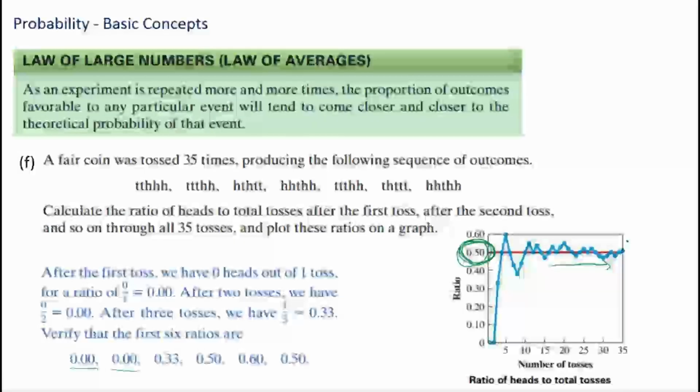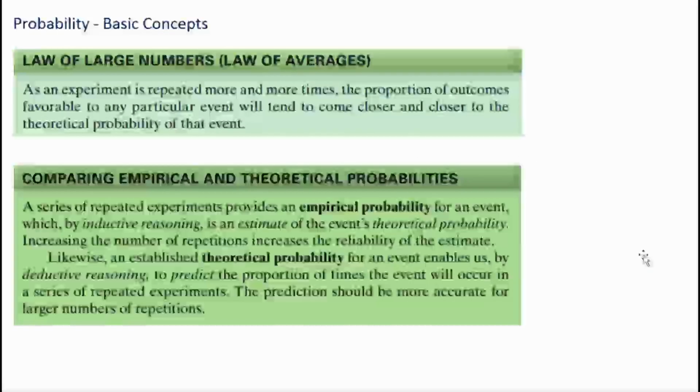What if we did 3,500 tosses? Then you would see it stays right there at 50%. Okay, kind of neat, right? A little bit more goes with that. Comparing empirical and theoretical probabilities. It says a series of repeated experiments provides an empirical probability. Remember, experiment and empirical go together. Like the cup problem, which by inductive reasoning is an estimate of the event's theoretical probability. Because if you don't have theoretical, you just have to come up with an estimate, and that's what the experiment is all about. It says increasing the number of repetitions increases the reliability of the estimate.